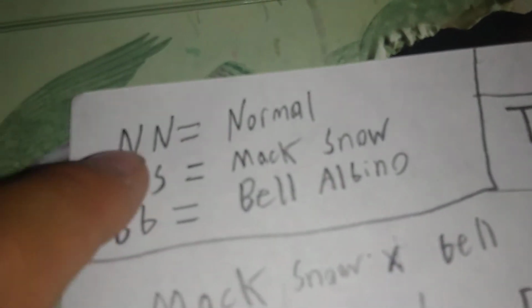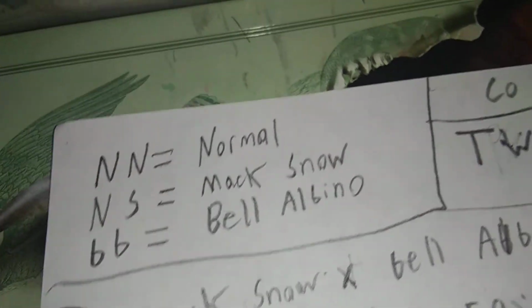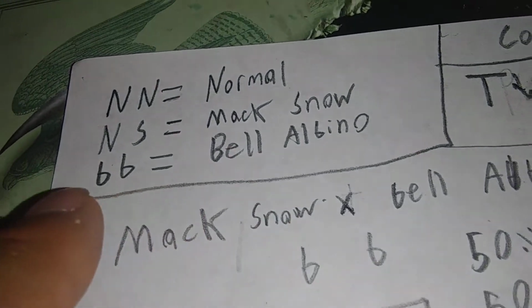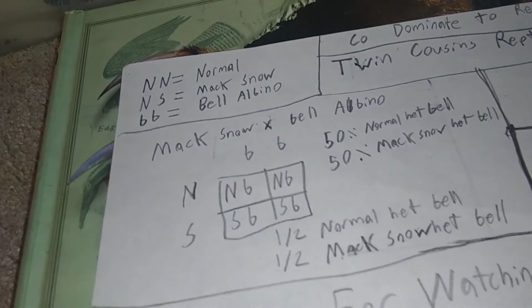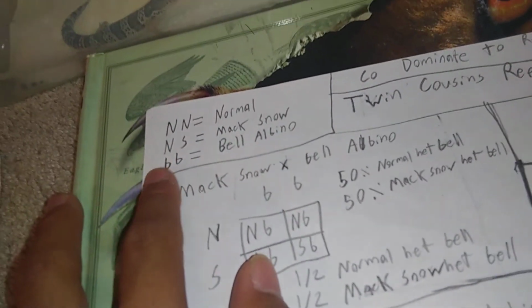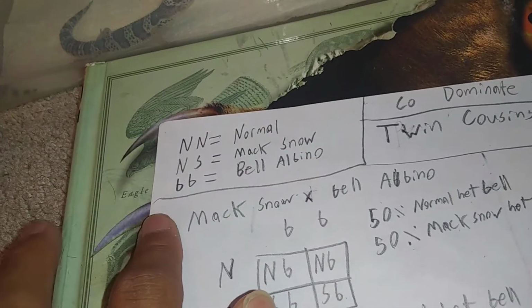So basically, let me go back through the terms first. Normal is still the NN, Mack Snow is still the NS, and just like I believe I might have used BB in the Bell albino episode, two lowercase b's is Bell albino, and since it's recessive, they're lowercase. So unless you have two lowercase b's, you're not going to see that visual Bell albino. So if you had an NB, that's going to be a het Bell albino.